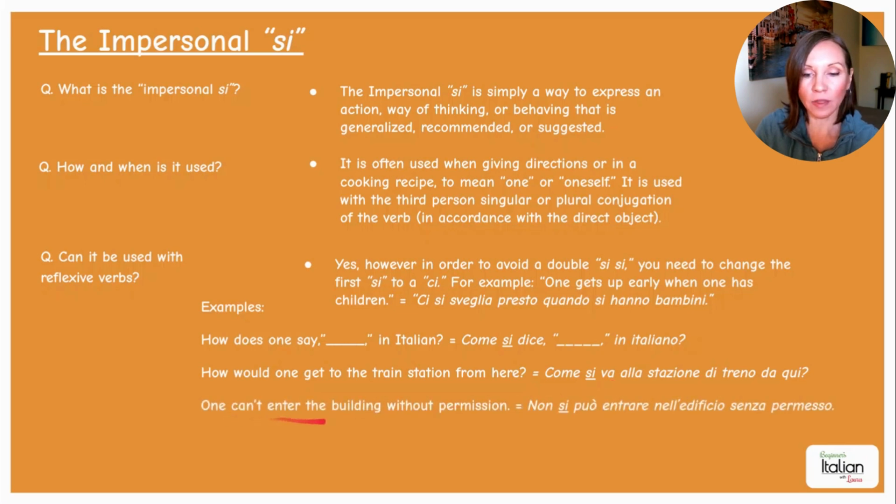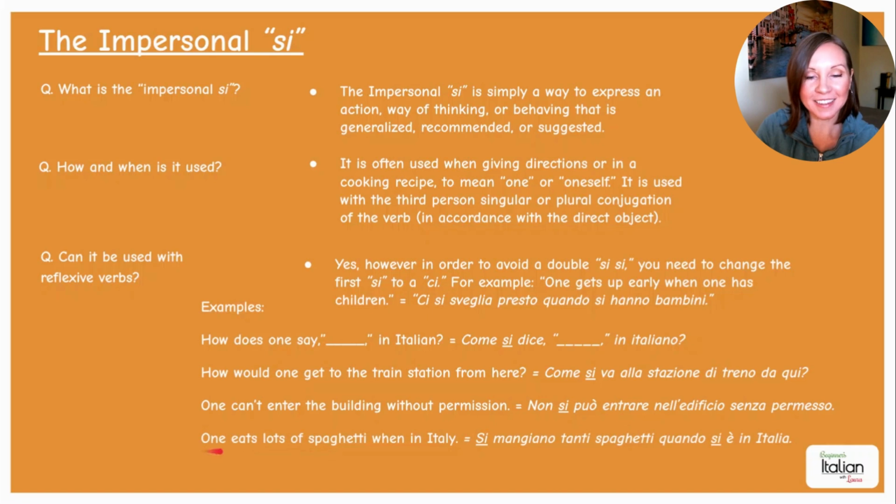One can't enter the building without permission. Non si può entrare nell'edificio senza permesso. Okay, so in this case, we're saying one cannot enter the building. So we're using, again, the third person singular, and we put it right before the conjugated verb. Okay, so in this case, we do have two verbs together. So if you recall, we don't conjugate the second verb because we're saying one can't enter the building. Okay, so non si può entrare.